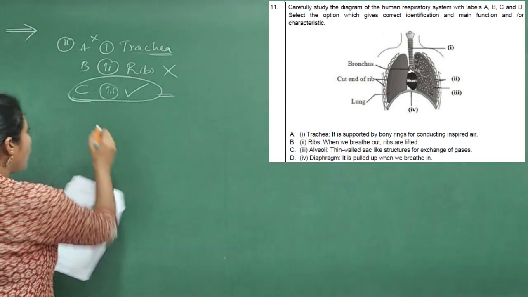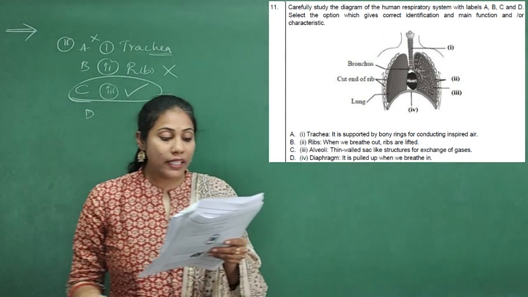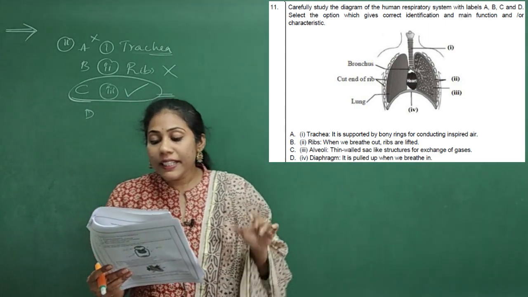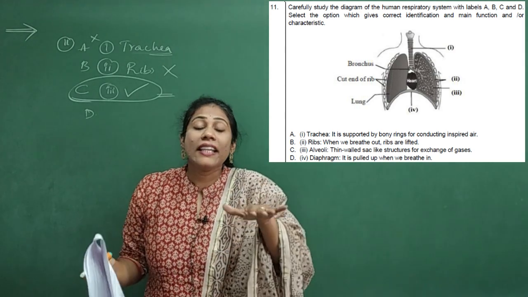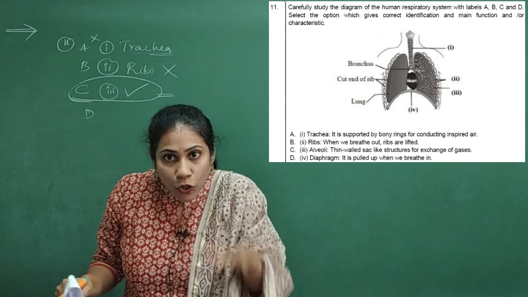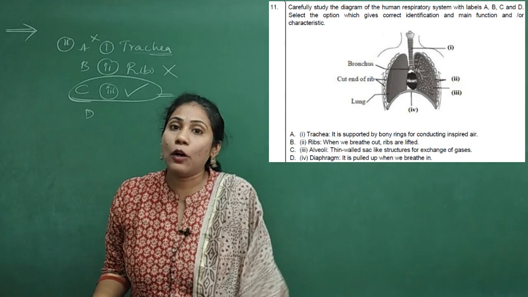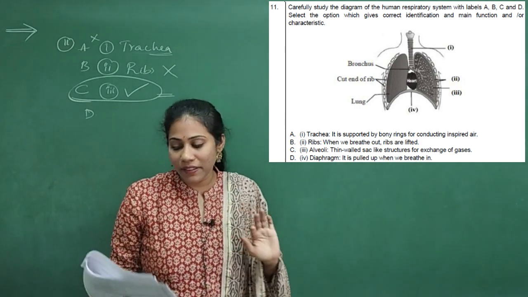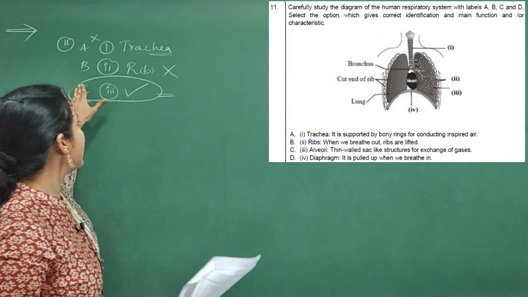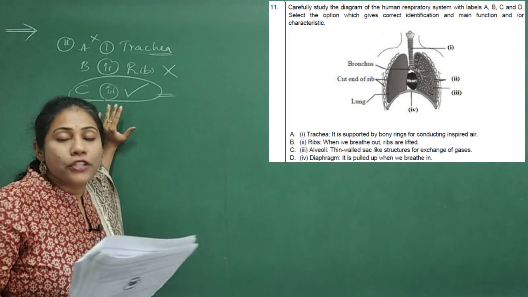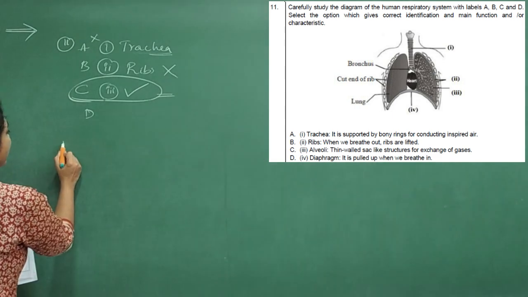And let's discuss option D also. Labeling is correct. The fourth labeling is diaphragm only, but you look at the function. It is pulled up when we breathe in. Actually, when we breathe in, the diaphragm is pulled down. It goes down. When is it pulled up? It is pulled up when we breathe out. So the function is opposite, right? So here labeling as well as function is correct only in option C, that is about alveoli, right? So you have to be very careful with such questions. And coming to question number 12.